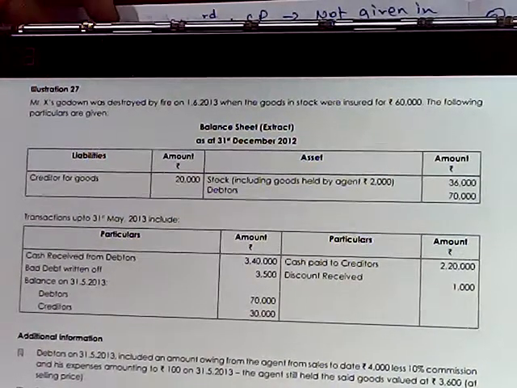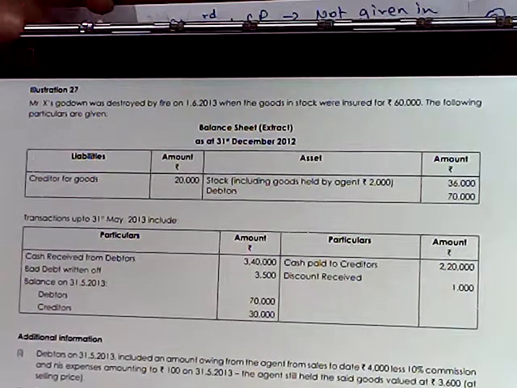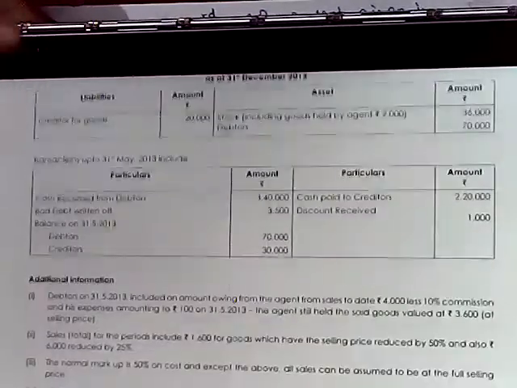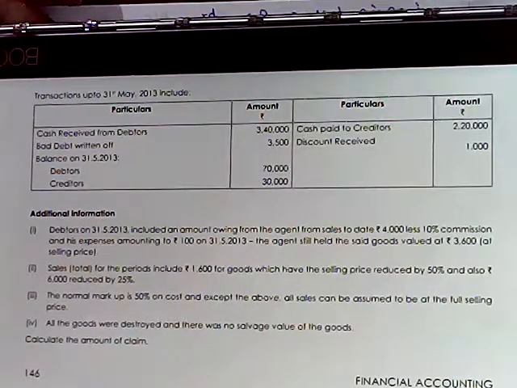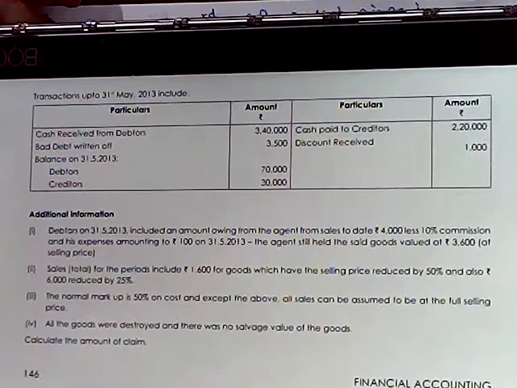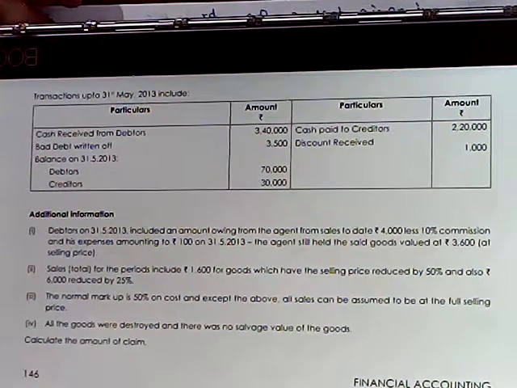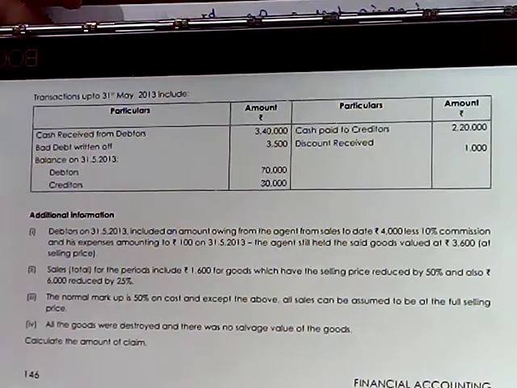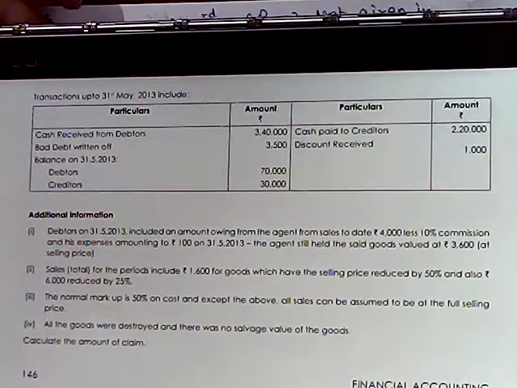Next, transactions up to 31st May 2013 include the following. They have given you all the transactions: cash received, bad debts written off, closing balance, all are given. Next is additional information. Debtors on 31/3/2013 included an amount owing from an agent from sales to date, rupees 4,000 less 10% commission, and his expenses amounting to 100 on 31/5/2013. The agent still held the said goods valued at 3,600 at selling price.